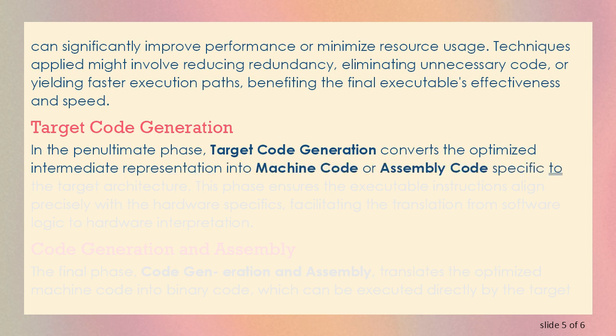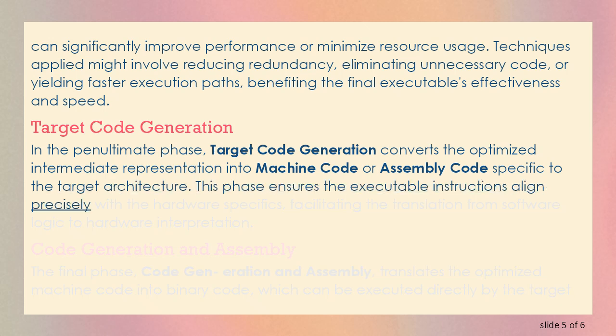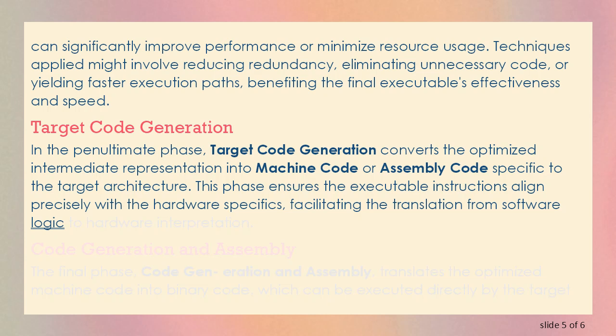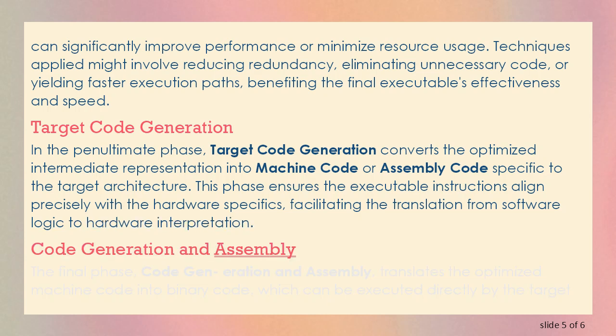Target code generation. In the penultimate phase, target code generation converts the optimized intermediate representation into machine code or assembly code specific to the target architecture. This phase ensures the executable instructions align precisely with the hardware specifics, facilitating the translation from software logic to hardware interpretation.